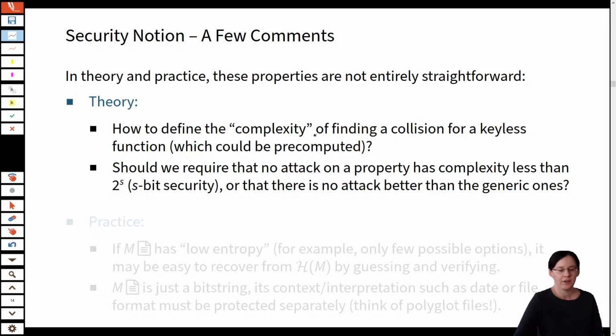And there have already been some debates about this, for example, in the standardization of SHA-3, because people couldn't quite agree on which of the two to aim for.